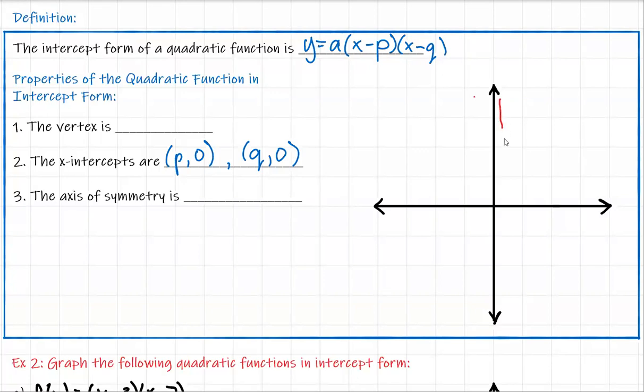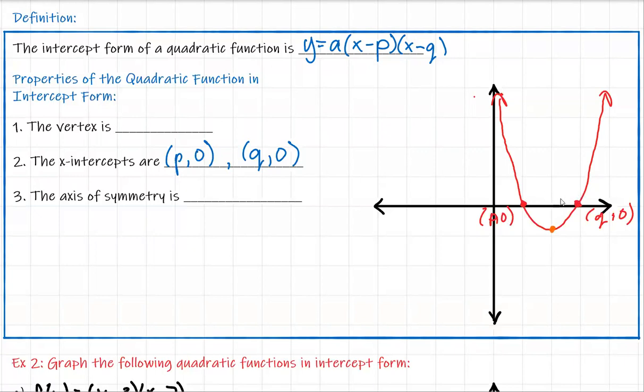So maybe I have a parabola that looks like this. All right, so here is my P comma 0, and here is my Q comma 0. All right, and we can also use this information to find our vertex. Now, the first thing maybe let's find is our axis of symmetry, because our axis of symmetry is the x value of our vertex. If you notice, and I kind of drew it a little crudely, our vertex is halfway between our x-intercepts.